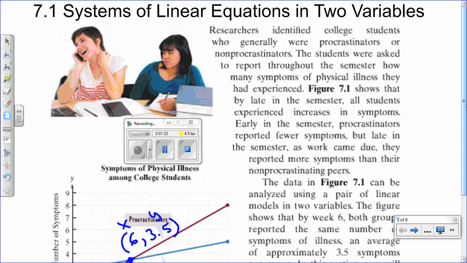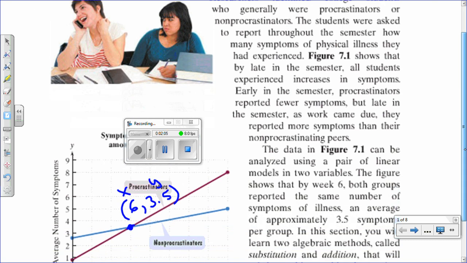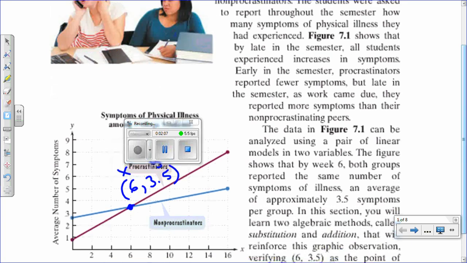So I'm going to read the slide. Researchers identify college students who generally were procrastinators or non-procrastinators. The students were asked to report throughout the semester how many symptoms of physical illness they had experienced. You can see that on figure 7.1, the graph. It shows that by late in the semester, all students experience increases in symptoms. Early in the semester, procrastinators reported fewer symptoms. So what color is the graph that represents the procrastinators?